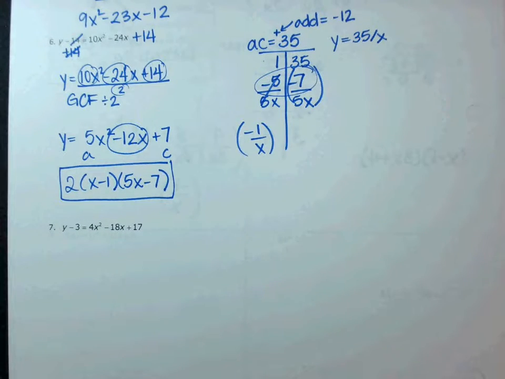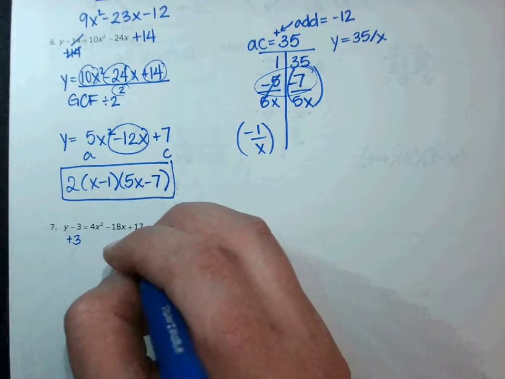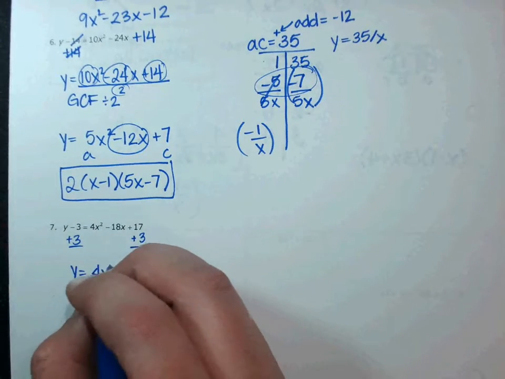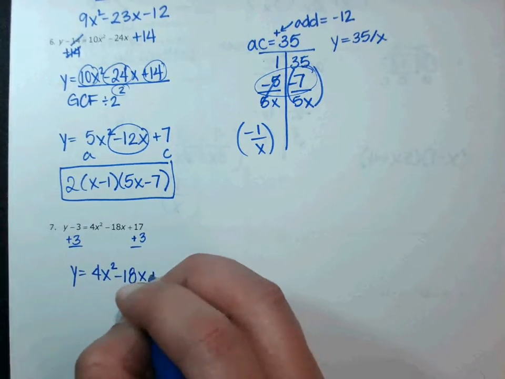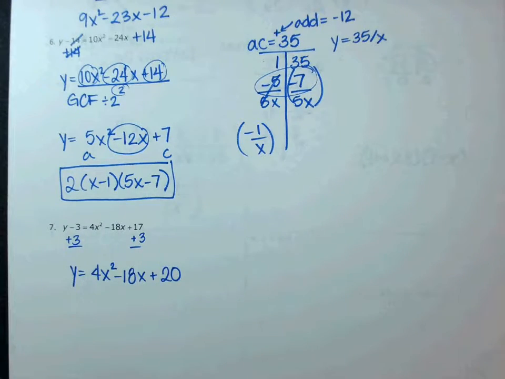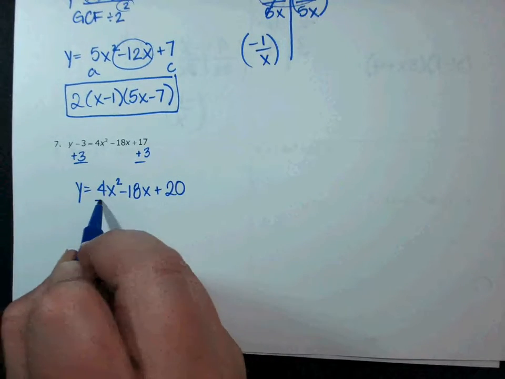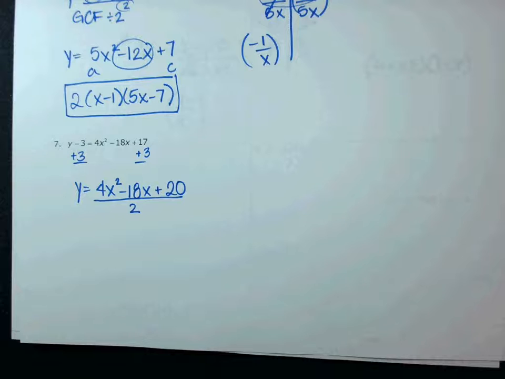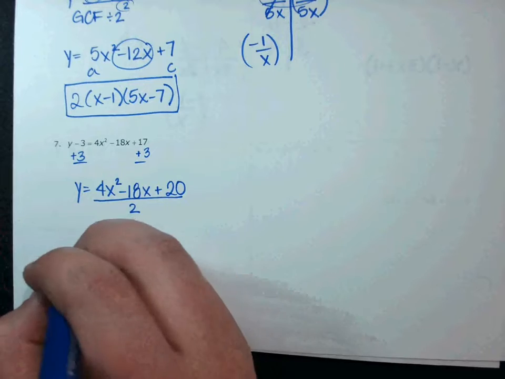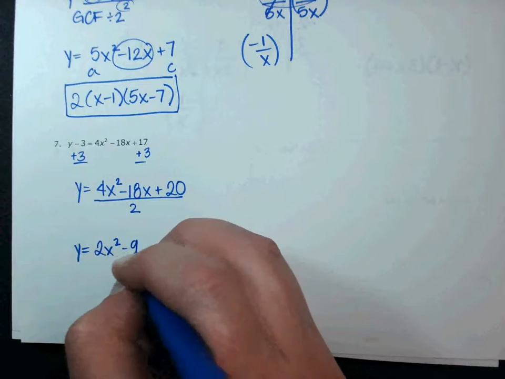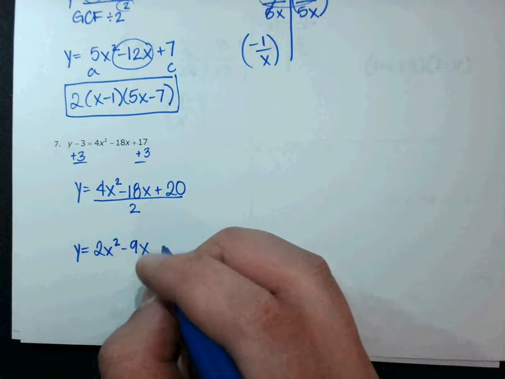Alright, last one. Let's do number 7. Okay, how do I put it in standard form? Plus 3. Okay, add 3. What is 17 plus 3? 20. So I'd have y equals 4x squared minus 18x plus 20. Ooh, good. GCF, what can I divide everything by here? 2. Okay, and remember, you always want to divide by that GCF first. Okay, 4 divided by 2 in the front. What's my new x squared? 2x squared. What's 18 divided by 2? 9x. And then 20 divided by 2? 10.